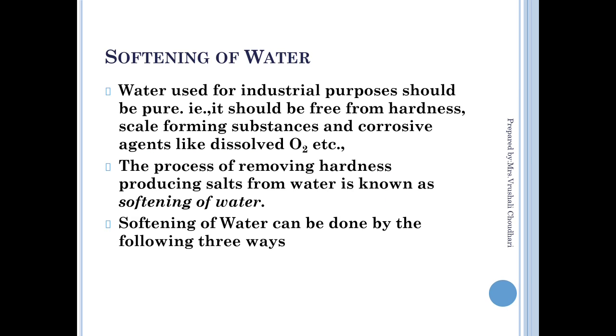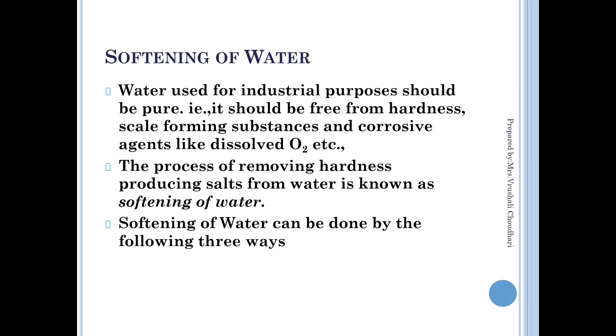What is the water softening process? In the water softening process, we are going to reduce the amount of calcium and magnesium salts which produce hardness in water. Water used for industrial purposes should be pure, free from bacteria, as well as free from hardness causing salts like calcium and magnesium dissolved in the water. Due to that, it becomes more corrosive and we have to remove the oxygen.